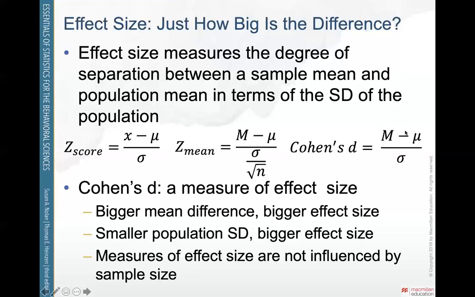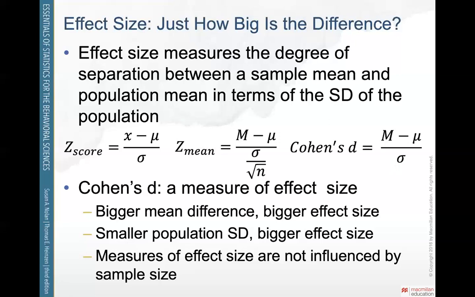The numerator seems pretty obvious. The more separated these get, the bigger Cohen's d is going to get. The denominator one we need to think about a little bit more. The smaller the population standard deviation, the bigger the effect size. So we need to think about why that would be. Cohen's d is a ratio. It's a numerator divided by a denominator. When the population standard deviation is really small, basically the smaller the denominator gets, that causes the overall ratio, the overall Cohen's d, to actually get bigger.